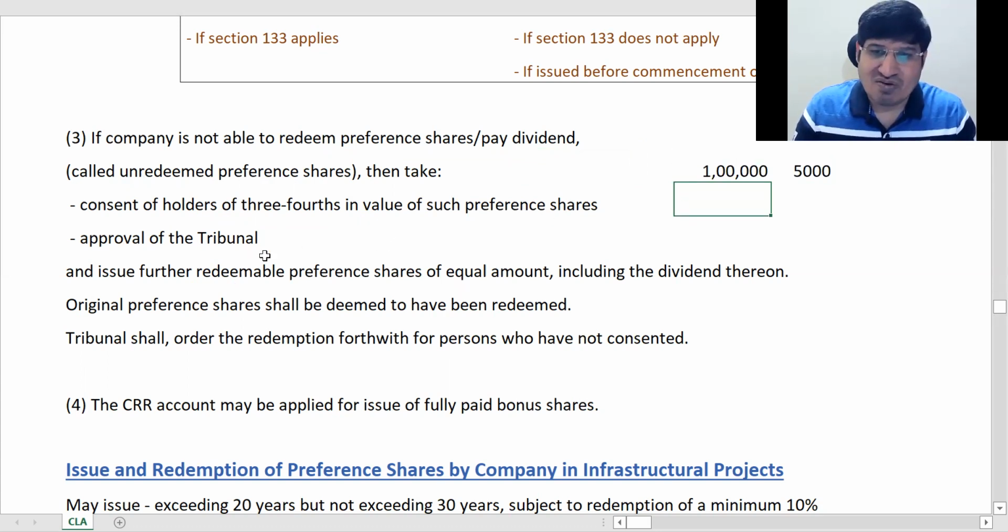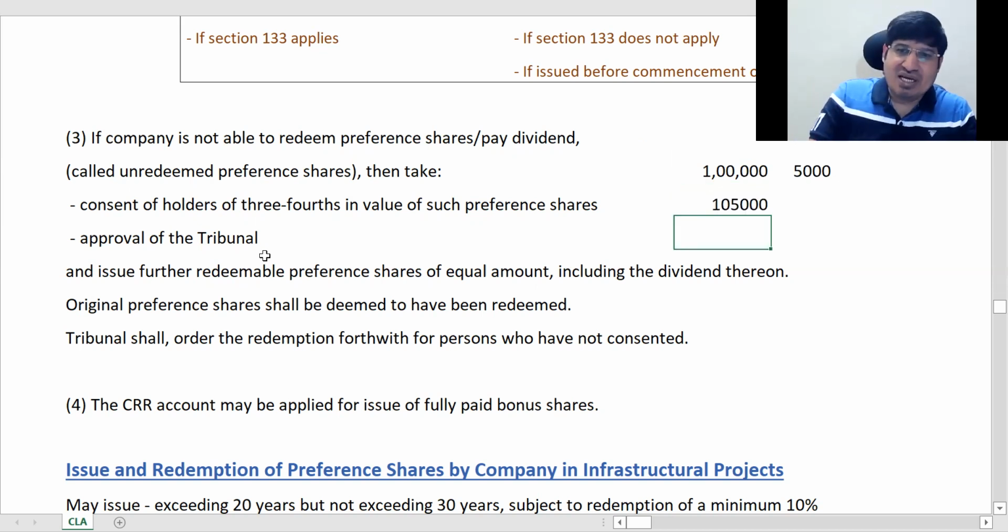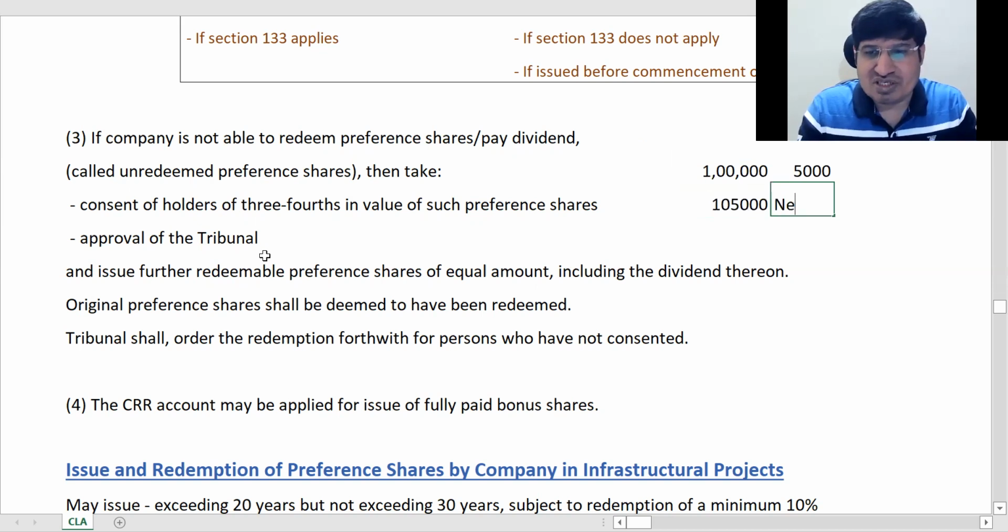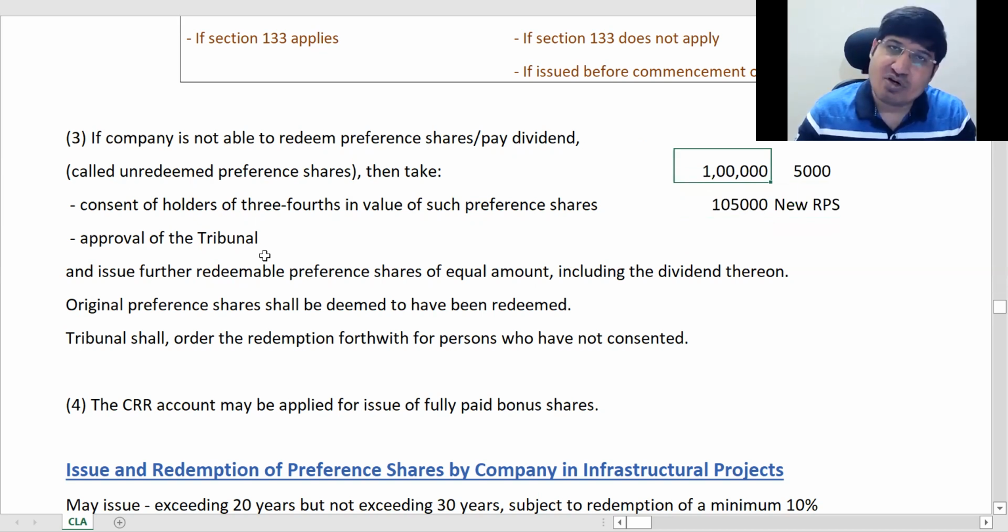So now, for 1,05,000, it has issued new redeemable preference shares. And the old one, 1 lakh, will be deemed to be redeemed, as per the rules. So whatever penalties would apply for you not redeeming in time will now not apply.